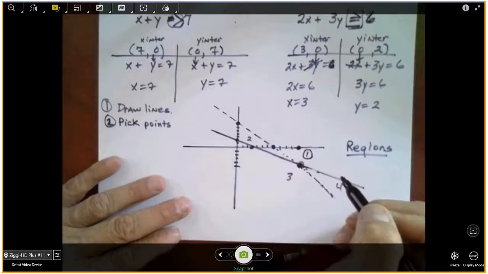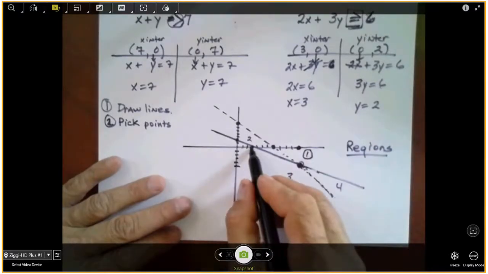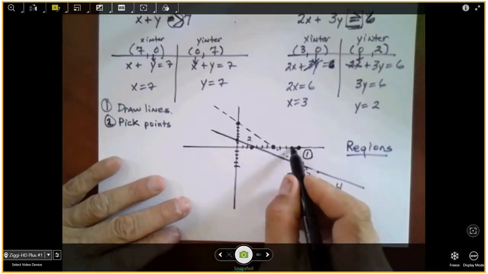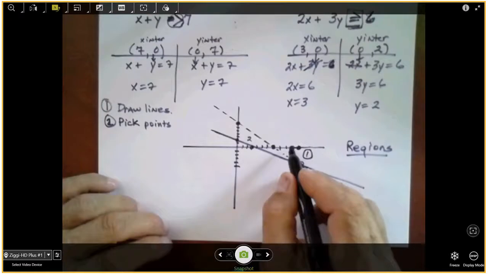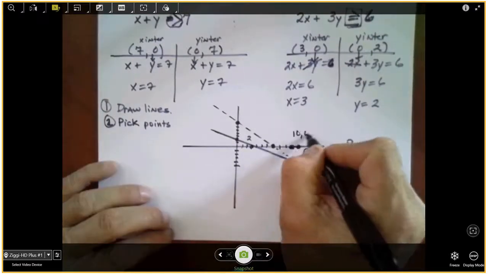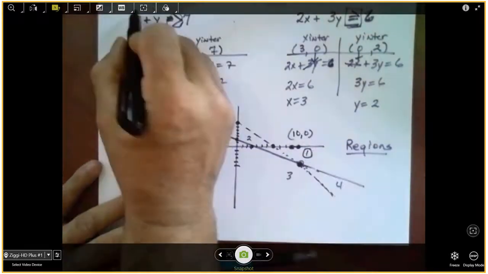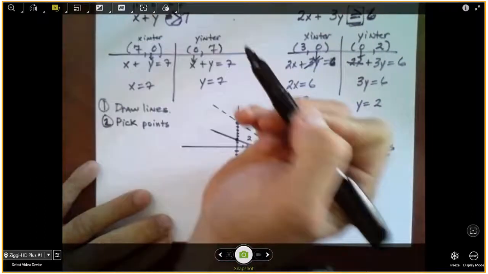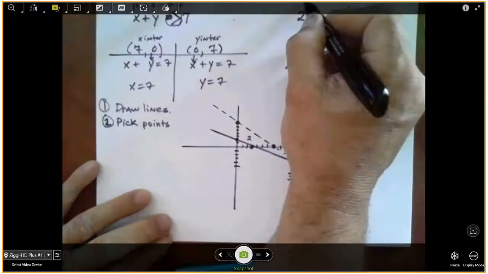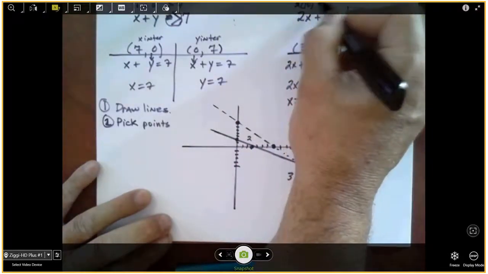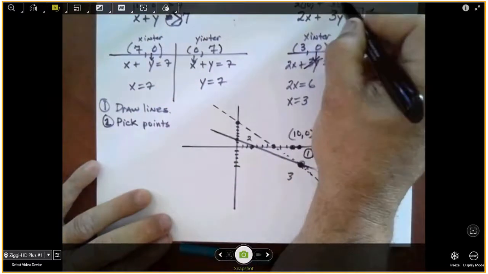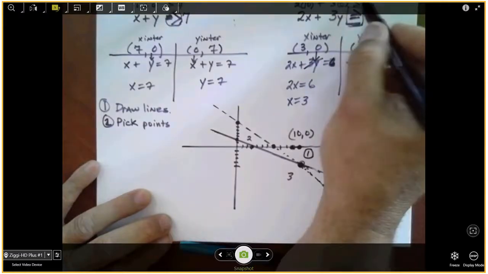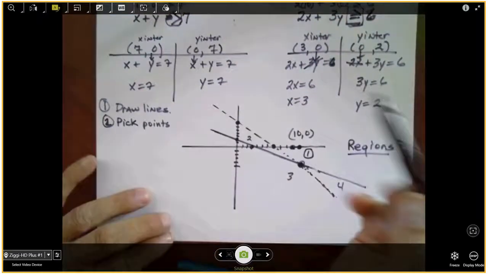What is that point? Well, 1, 2, 3, 4, 5, 6, 7, 8, 9, 10, 11. I'm going to use 10 because it's easy to calculate. Okay, so I'm going to use (10, 0). Plug and chug. 10 plus 0 is greater than 7. True? True. Plug it in here. 2 times 10 plus 3 times 0 is greater than or equal to 6. Is 20 greater than 6? Yes. So that's your feasibility region.